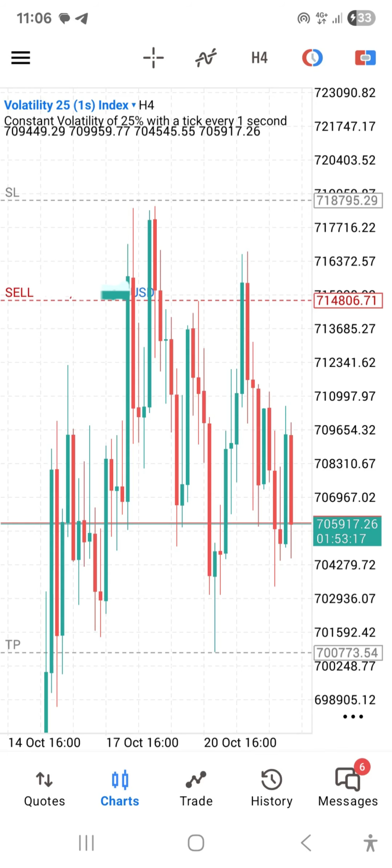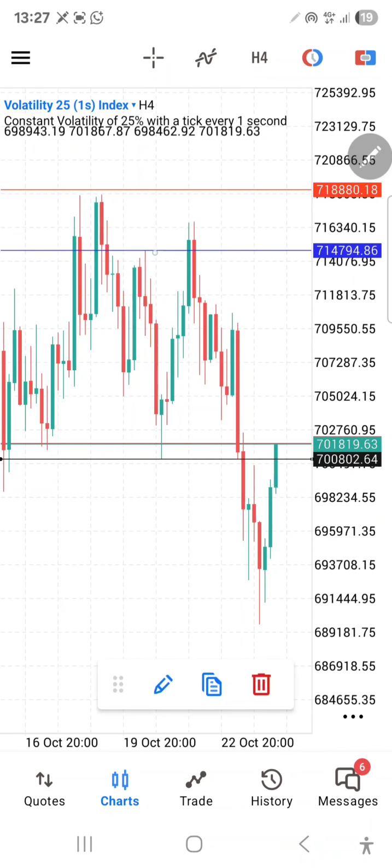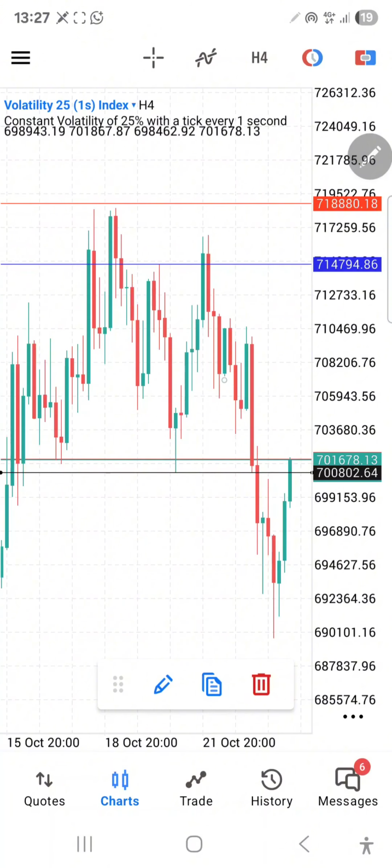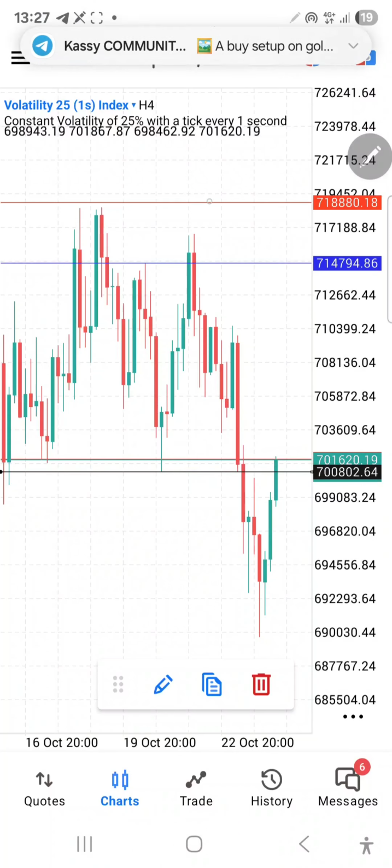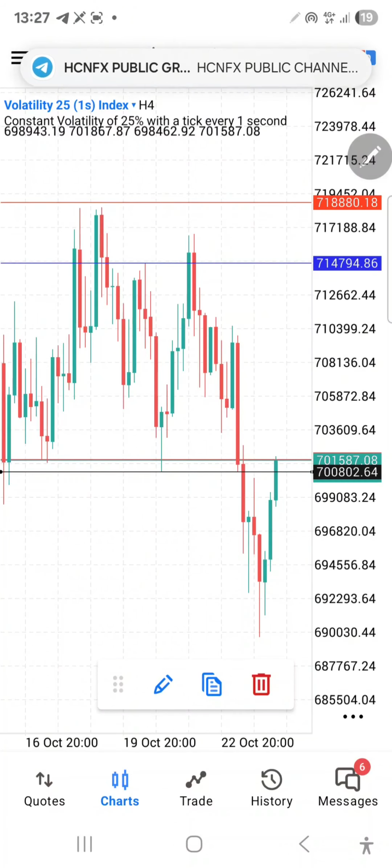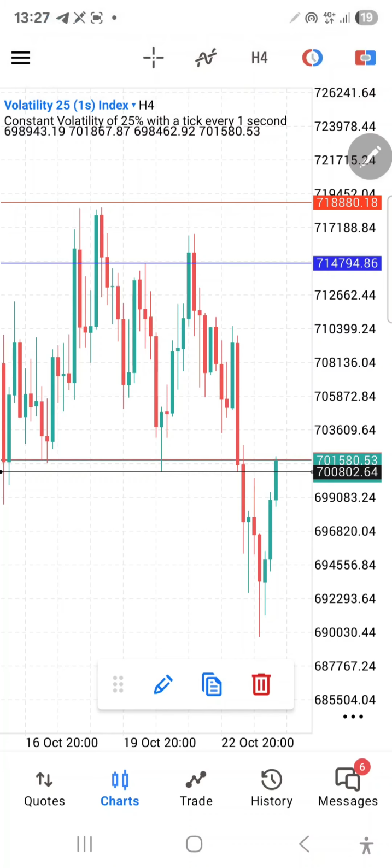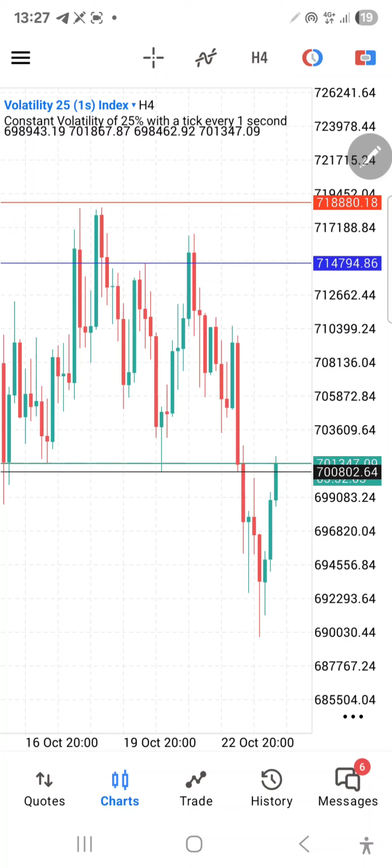So let me quickly run the breakdown. This was the entry. The entry point was here at this blue line, which was my liquidity, and my exit was here. So what was the breakdown of this trade? One thing you need to understand is that the way I trade is, in every sell in the market there is always a buy, and in every buy there is also a sell. You understand?